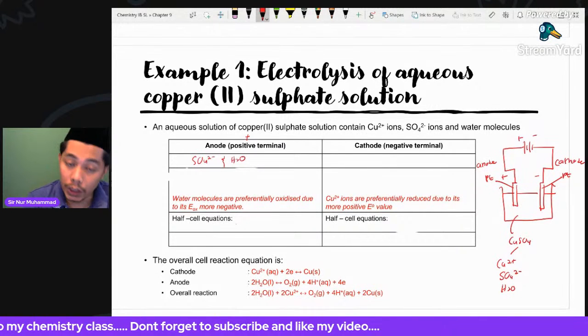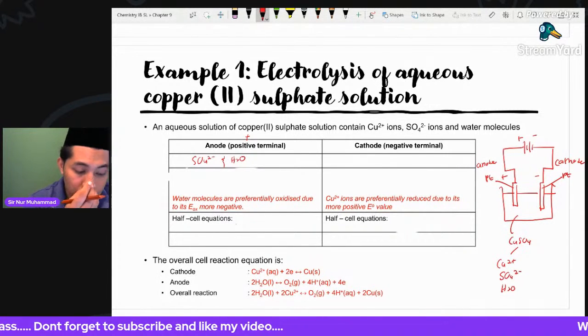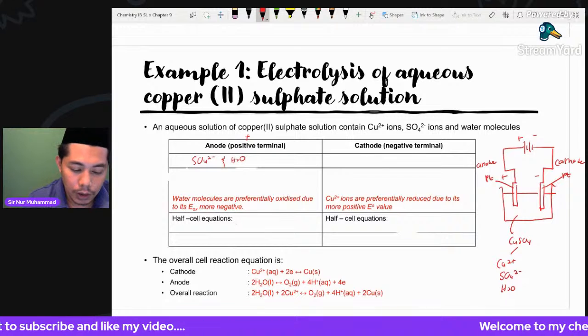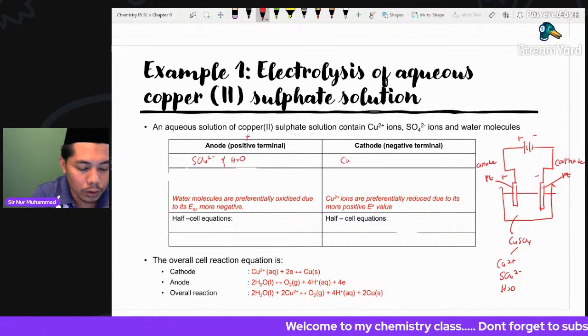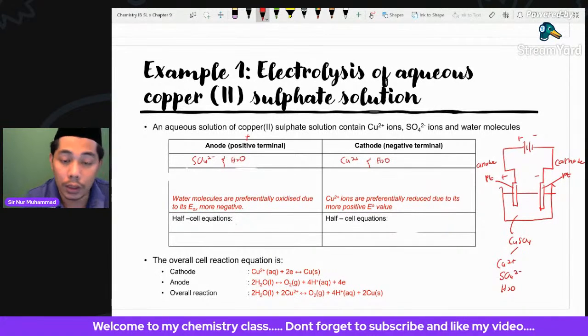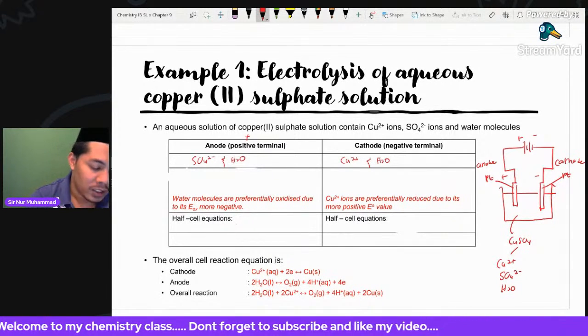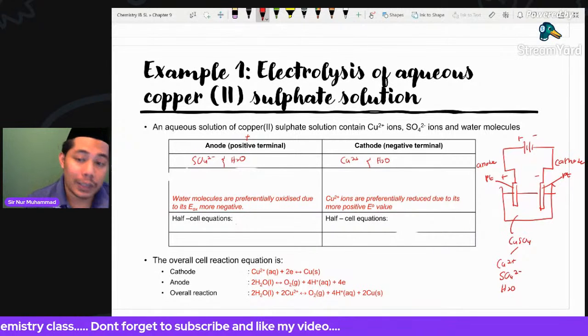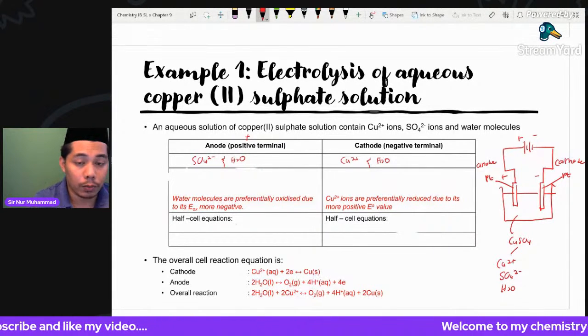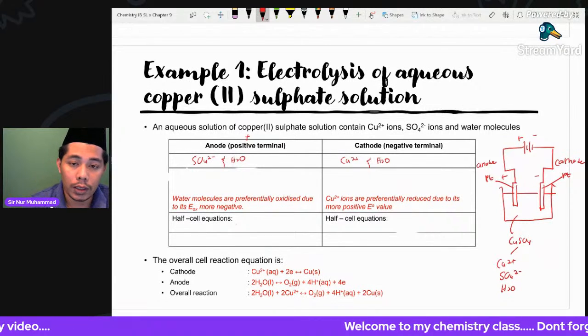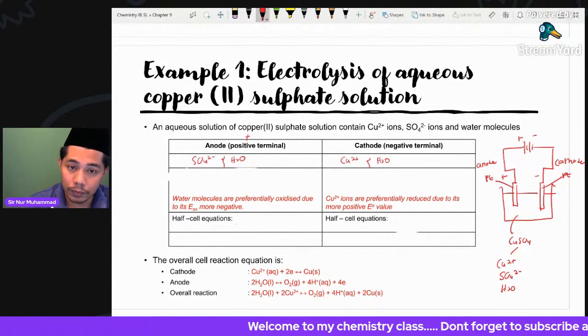Water will move to the anode and cathode. And the negative terminal will attract the positive ion or cation. So Cu2+ and water molecule will move to the cathode. Okay, so which ion will be discharged at the anode and cathode?